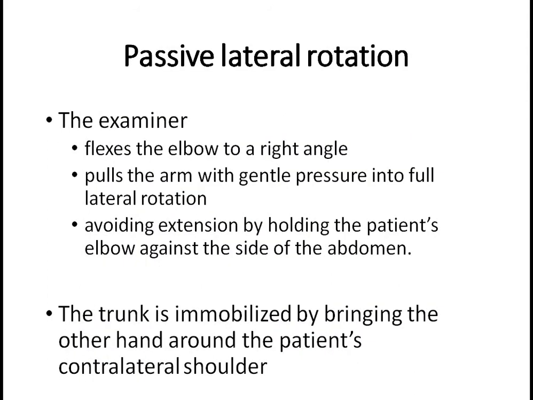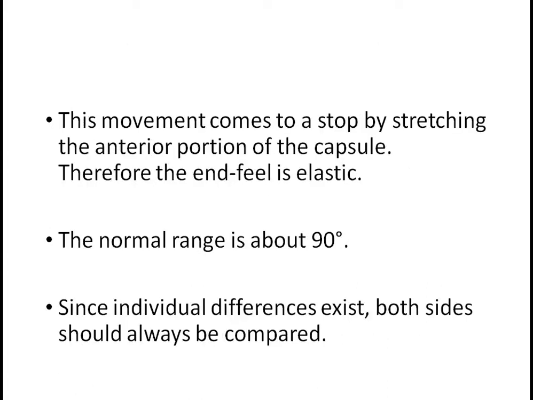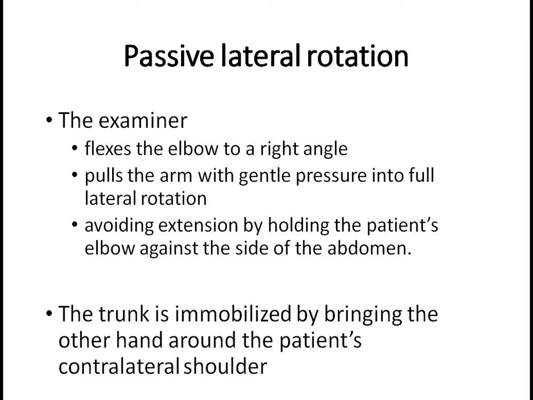Secondly, the next is the passive lateral rotation. In the passive lateral rotation, we will first discuss what the examiner will do, and then we will discuss the other component as well. In the passive lateral rotation, the examiner takes the patient's arm above the wrist and flexes the elbow to a right angle and pulls the arm with gentle pressure into the full lateral rotation.